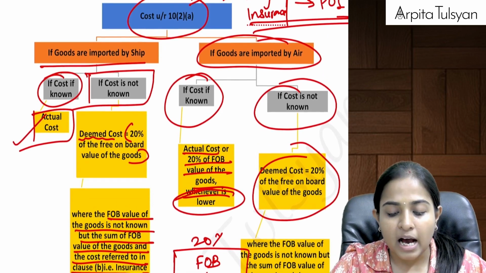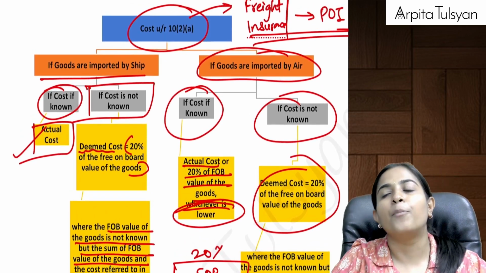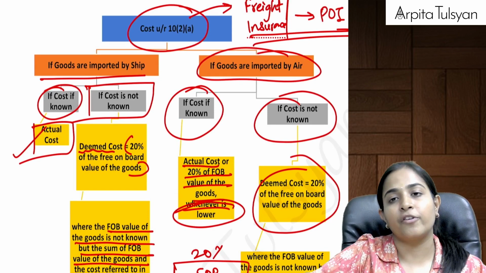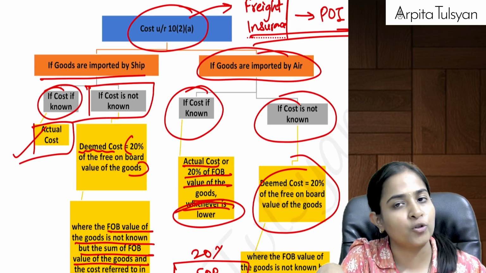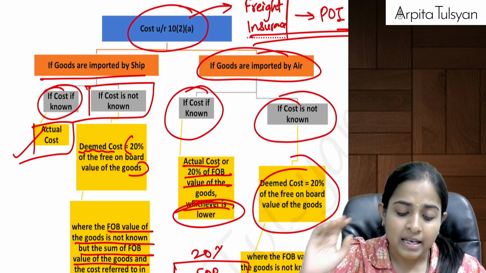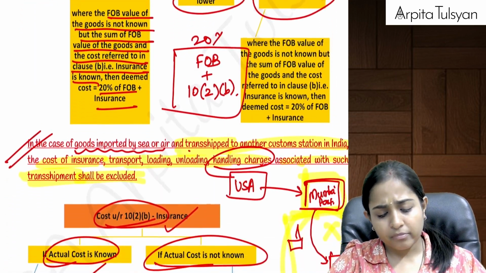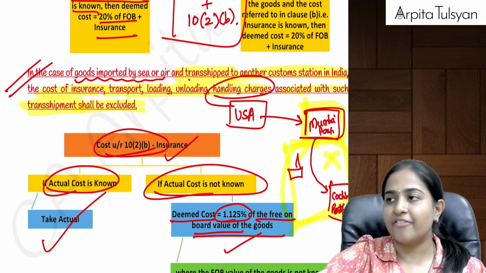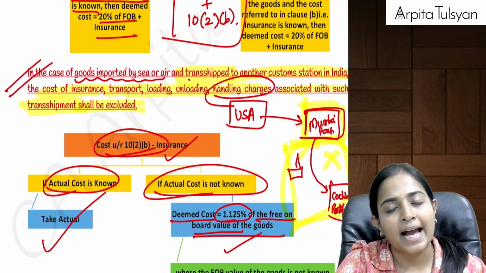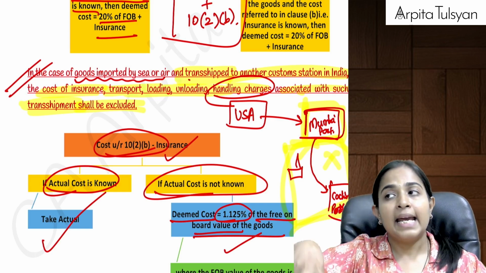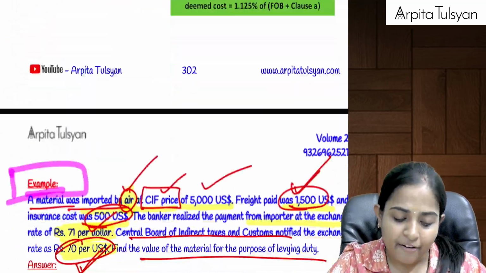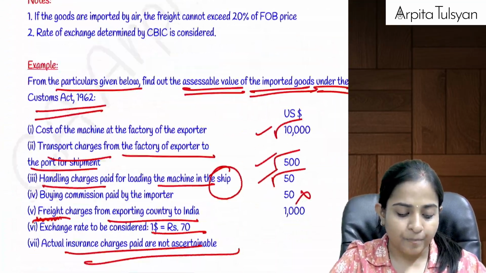But if the goods are imported by air, and the actual cost is known, then take the actual cost or 20% of FOB, whichever is lower. Basically, you have to restrict the cost to 20% of the FOB. If the cost is not known, then anyway 20% of FOB will be the value. In case of insurance, in any mode of transport, if the actual cost of insurance is known, add the actual cost under 10(2)(b). If actual is not known, then the deemed cost is 1.125% of the FOB, which will be added to the value. Are you clear with this?